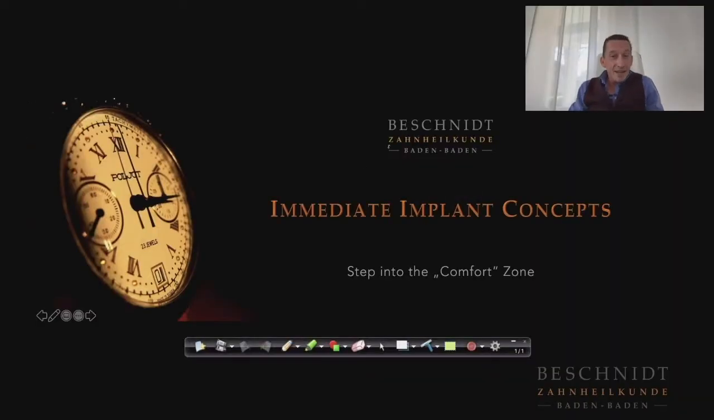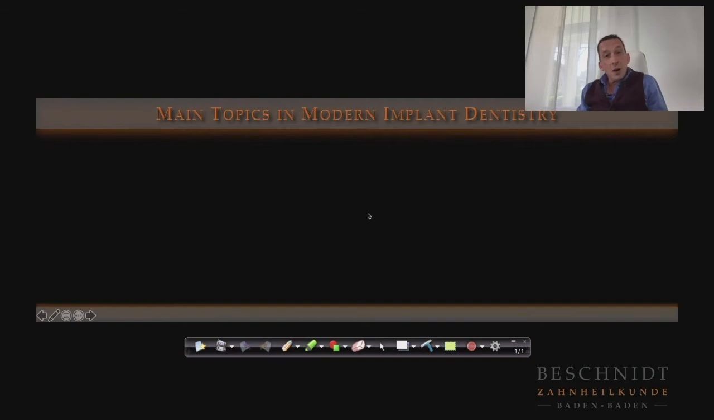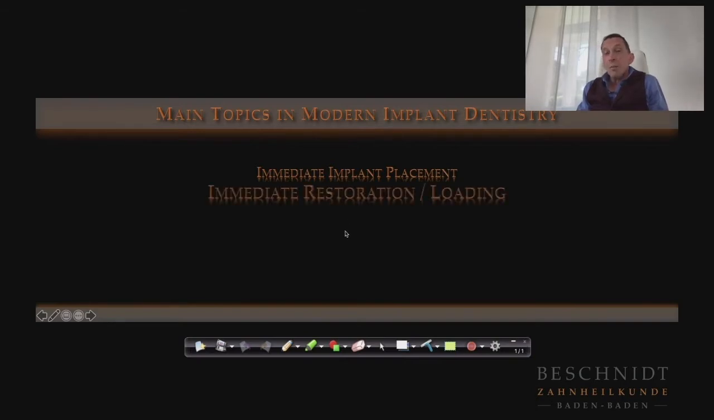So let me go ahead, and with immediate implant concepts, as I told you, we try to do more comfortable work for our patients. So what are the main topics in modern implant dentistry? It is more or less immediate placement of implants. We take out a tooth, we immediately place an implant. It is much more the immediate restoration or even the immediate loading, because the patients go out with provisionals, or rather with teeth again.